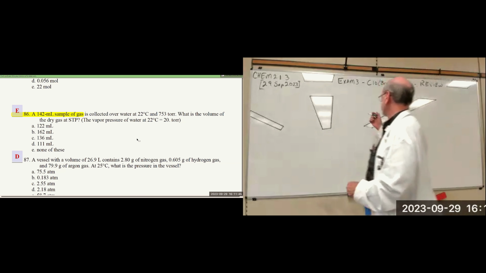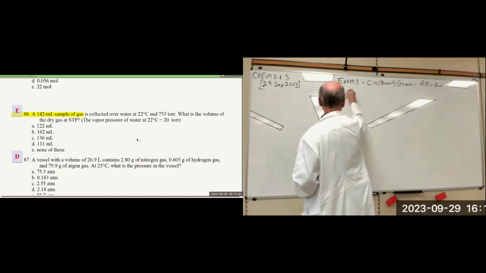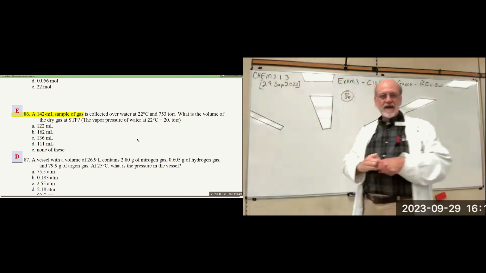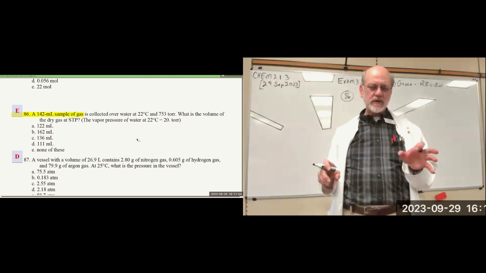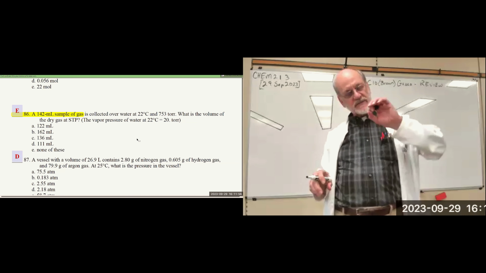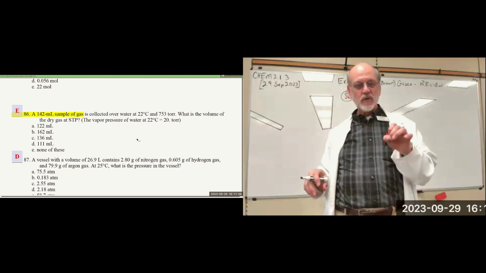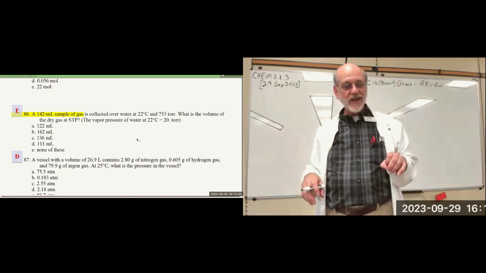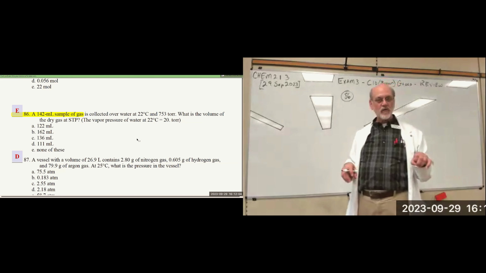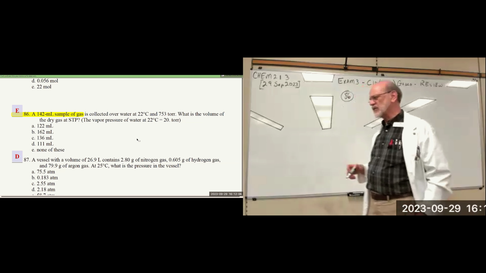Okay, 86. A 142 milliliter sample of gas is collected over water at 22 degrees and 753 torr. What's the volume of the gas at standard temperature and pressure? When you collect gas over water, what does that mean? Did I show you guys that trick?